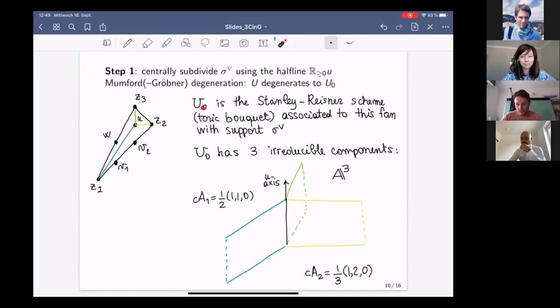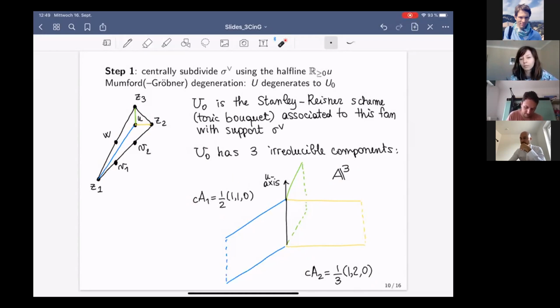And this is U0, and U0 is a degeneration of U. And since there are three maximal cones in this fan, U0 has three irreducible components. So for instance, in this case, I have this cone here corresponds to A3. This cone here corresponds to this compound Duval singularity, and the same works here.